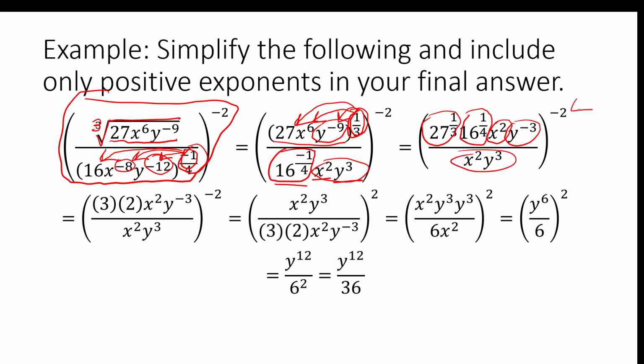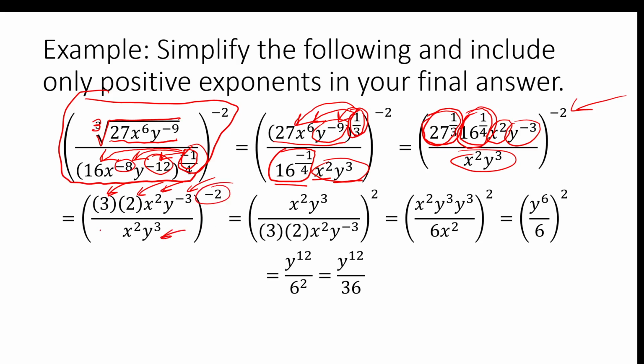Now, we haven't touched this exponent on the outside. That's okay, we'll get to it. We recognize right away that 27 to the 1/3 is the same as 3, and that 16 to the 1/4 is the same as 2. And we still have that x squared, and we still have that y to the -3, and we still have x squared y cubed, and we've got that exponent of -2 here.